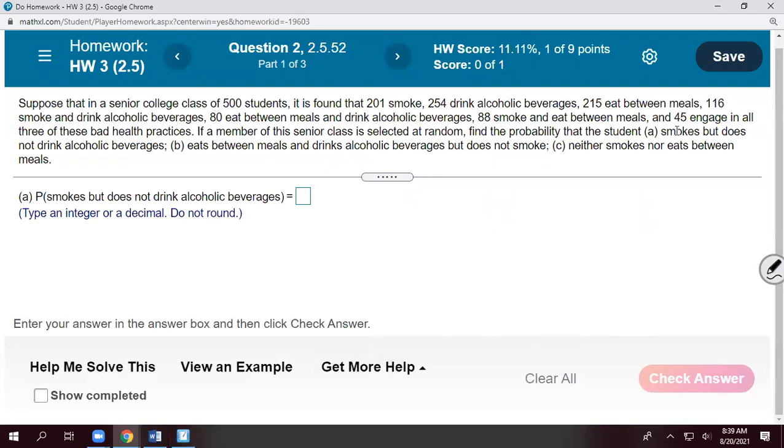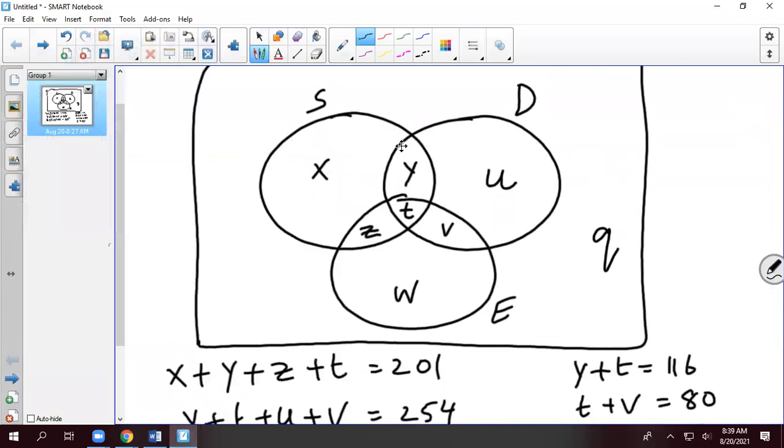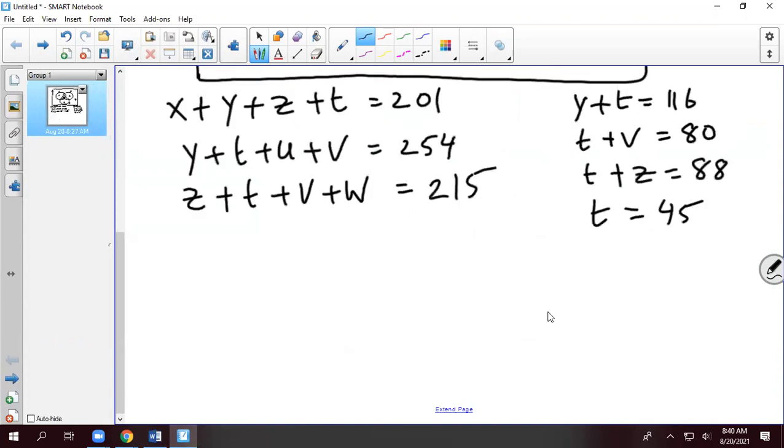Smokes, but not drinks. So let's see. Smoke is this left circle. Smoke but not drink means we just need X plus Z, because the Y and the T part of smoking is also in the drinking. So we just need the X and the Z. So in part A, what we have to find is smoke but not drink: X plus Z is equal to what?